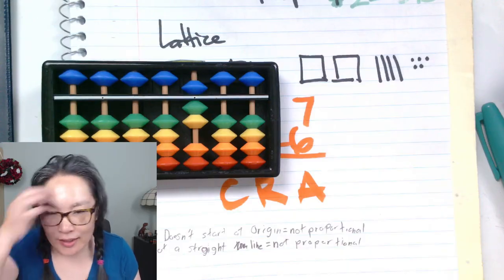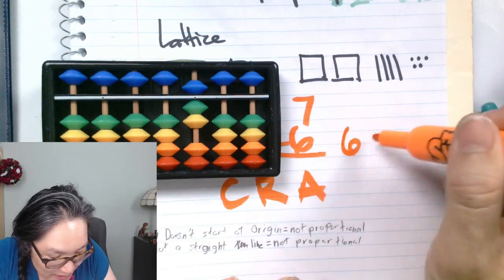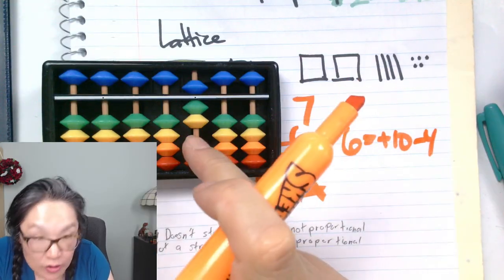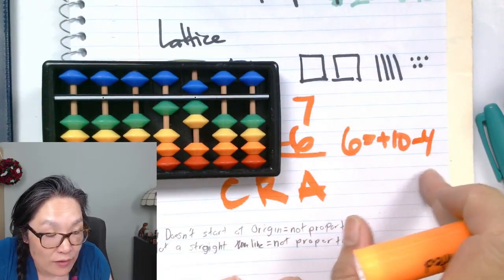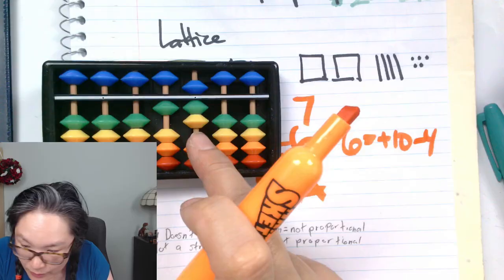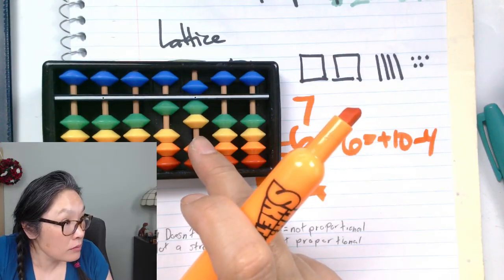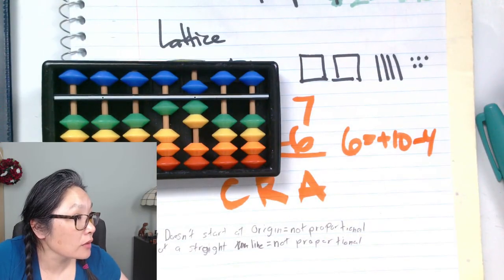I forget his name. Anyways, so what we're going to do is we're going to add the 6. When we add the 6, we have 6 is equal to plus the 10 minus the 4. Now, if you look, I'm going to plus the 10, which is easy. Now what I want to do is minus the 4. When I take away the 4, I'm going to be here. I can't take away the 4. What do I do? How do I take away the 4?